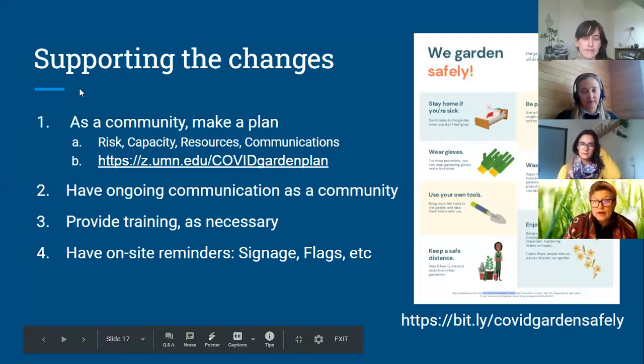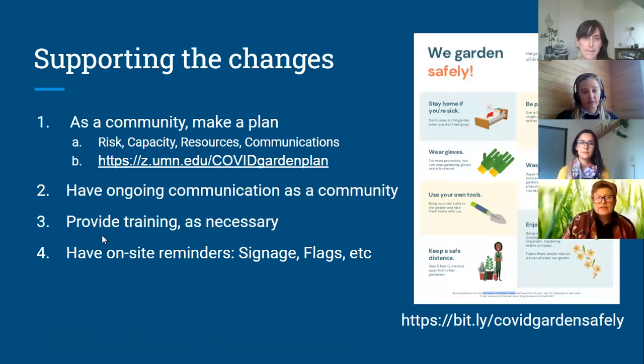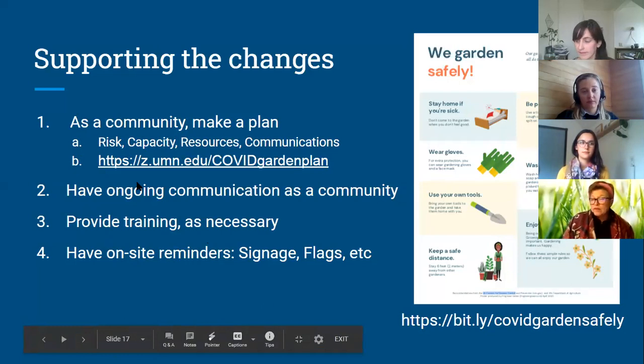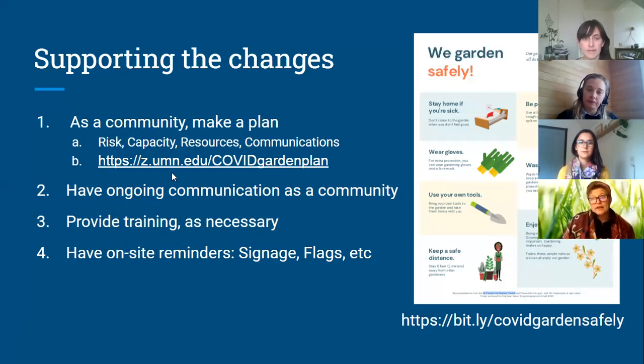As a school garden, as a community garden, Natalie said it very well. We are learning new skills. We're learning new behaviors. We are checking the assumptions that we've had. We need to make a plan as a group, and then we need to support that plan. So constantly having conversations is a good way to go. Providing some kind of training if that's necessary. If it's a small group that's decided to come around a space like a school garden, then maybe making a plan would be the thing that works, and having something on site.